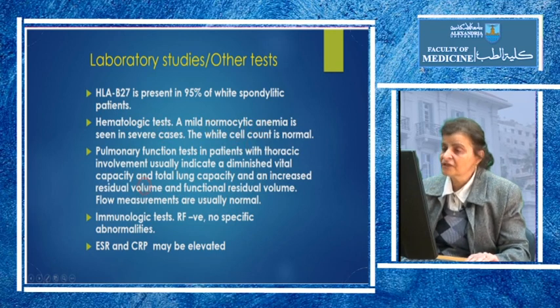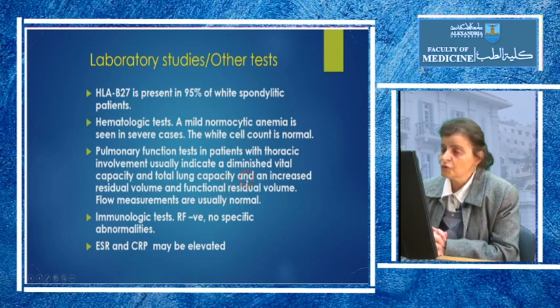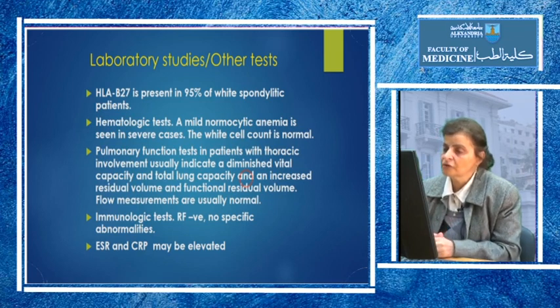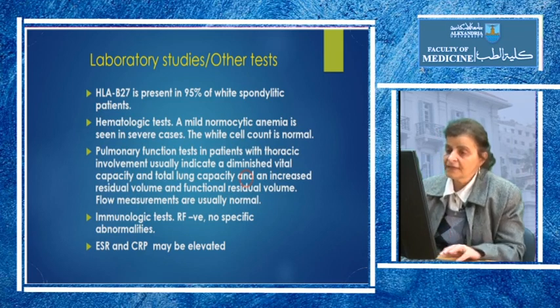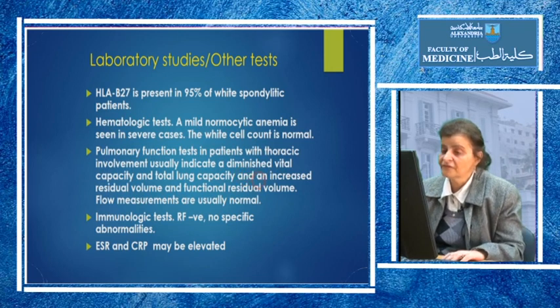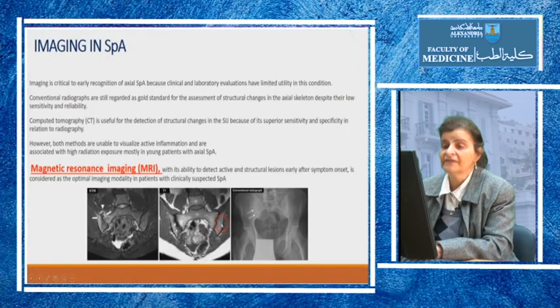We do pulmonary function tests in very severe patients. As I said, the central joints are involved, and we get diminished vital and total lung capacity. And of course, this has an effect on the quality of life of our patients. Rheumatoid factor is usually negative, and as I said, CRP is elevated.